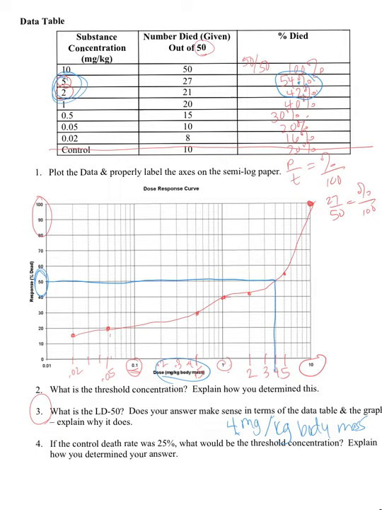Now we're going to go back up to question 2. Question 2 says, what is the threshold concentration? You might say, well, I have nothing here at 0, so I don't know what to do. But this is where I use the control. The control is the basis of comparison. This is a huge death rate, but I have a 20% death rate here. So 20%, and I'm going to come over to my line and then drop down.